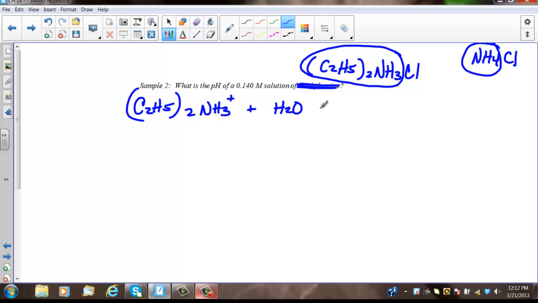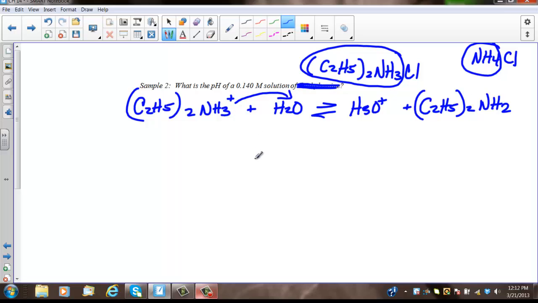H2O to that, and we're going to form H3O, and we're going to form (C2H5)2NH2. And you might say, well, how is it NH2? The NH3 donated an H to the H2O and became NH2 base, and this is my conjugate acid.